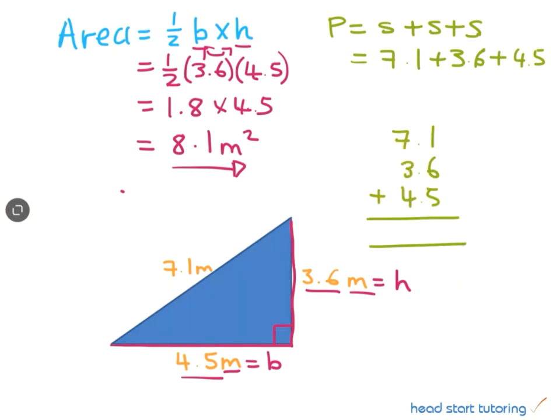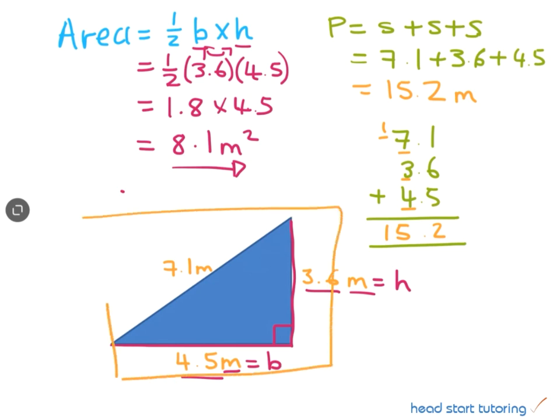1 plus 6 is 7. 7 plus 5 is 12. Bring down our decimal point. Carry our 1 over. 7 plus 3 is 10 and 11 and 15. So we end up with an answer of 15.2 meters. So the perimeter of this triangle is equal to 15.2 meters.